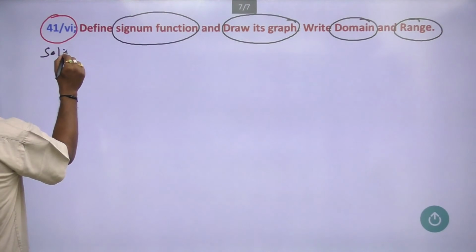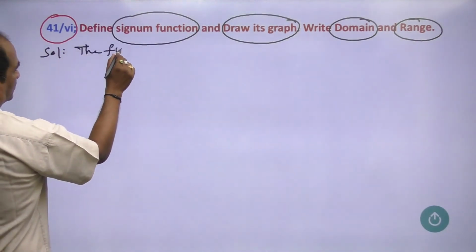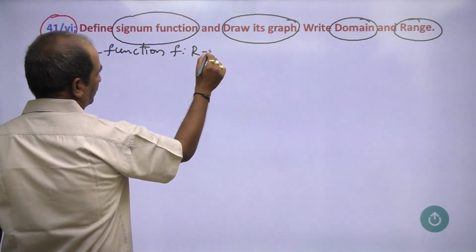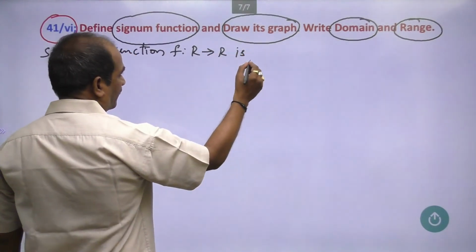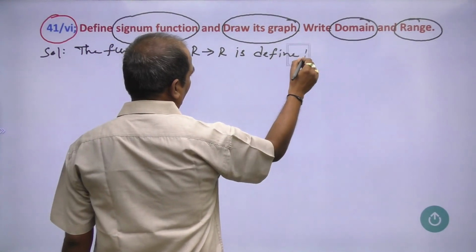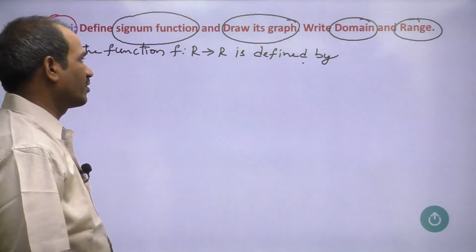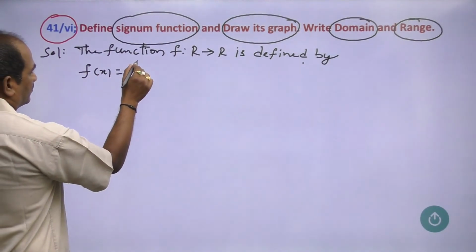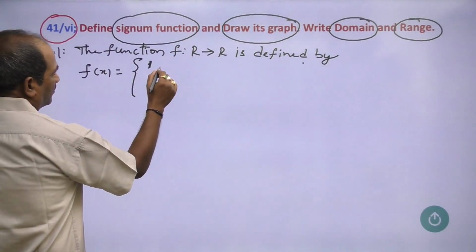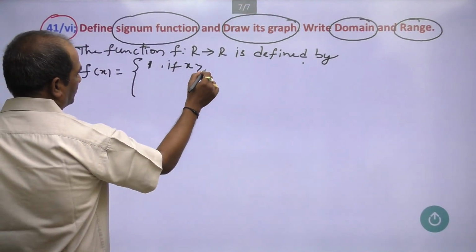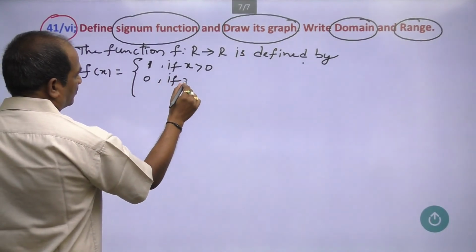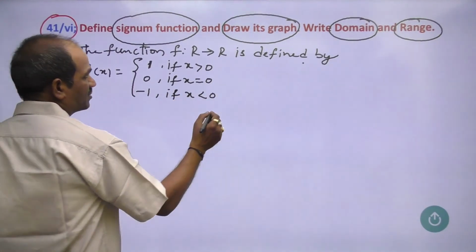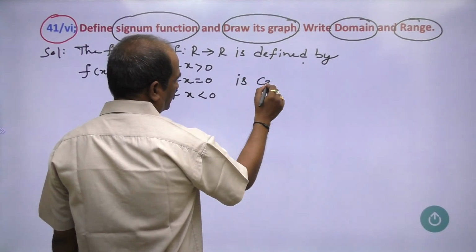In the solution, the function f is mapping from R to R, defined by f of x is equal to 1 if x is greater than 0, 0 if x is equal to 0, and minus 1 if x is less than 0. This is called a signum function.